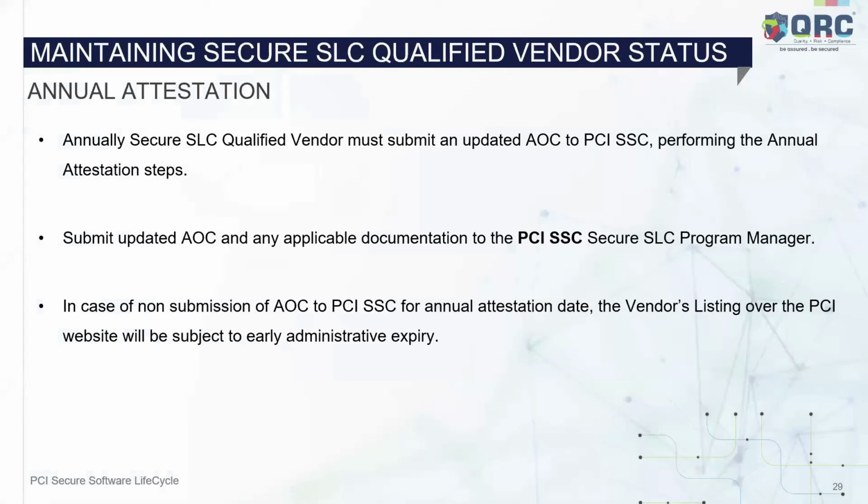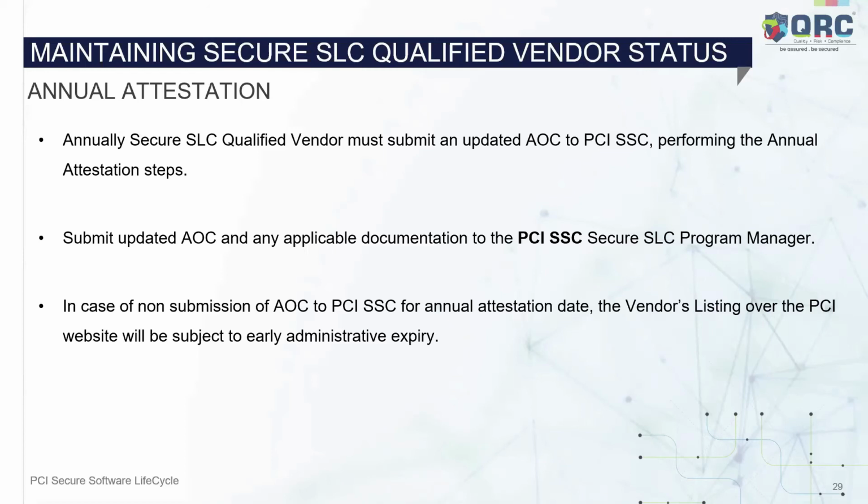After the assessment is completed, every year the vendor is supposed to submit a self-signed AOC to the council. They are supposed to perform some annual attestation steps, as in they need to go through their processes and procedures annually. They need to confirm that the process which we certified is still the same and there have been no changes in the procedures. Along with that, they need to submit the updated AOC or any other applicable documentation to the PCI SSC, that is, the SLC program manager.